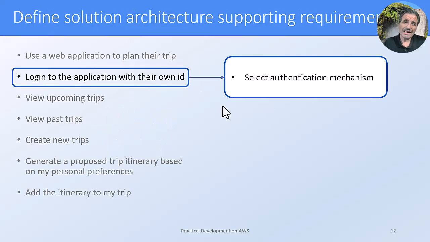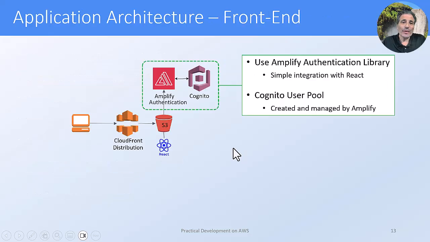The next requirement is that I want to log in with my own ID because, of course, users should only be able to see their own trips, right? So I need to select an authentication mechanism. Now, security is super important, and if you're doing everything on your own, you better really know what you're doing and be a security SME, or you can use Amplify to be your SME.